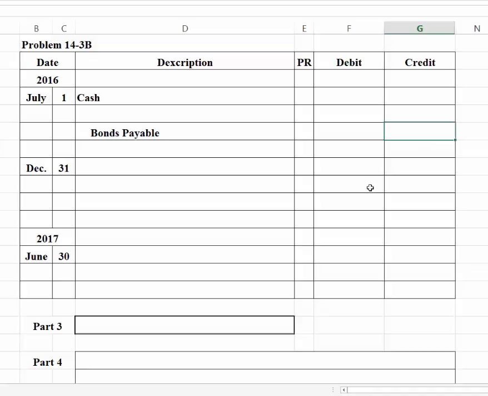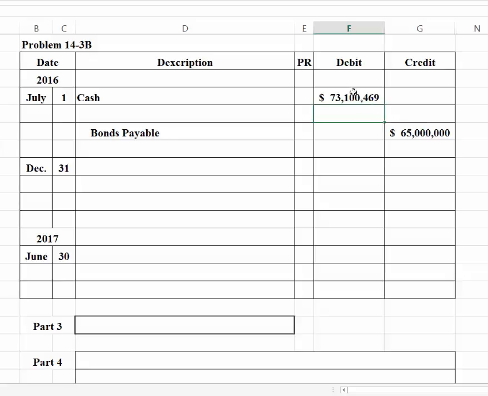And no matter what, whether it is a premium or a discount, we will always credit bonds payable for whatever the face amount of the bond was. And in this case, it was $65 million. The amount of cash that we received from the issuance of this bond is $73,100,469. This would tell us that we received more cash than what the face value of the bond is, which means it is a premium.